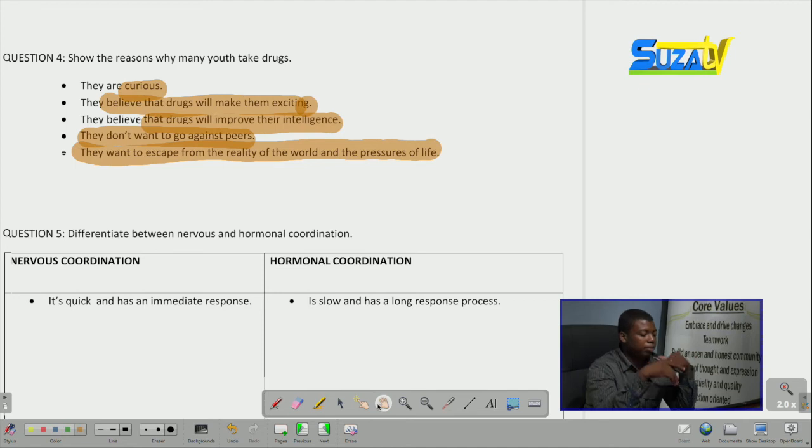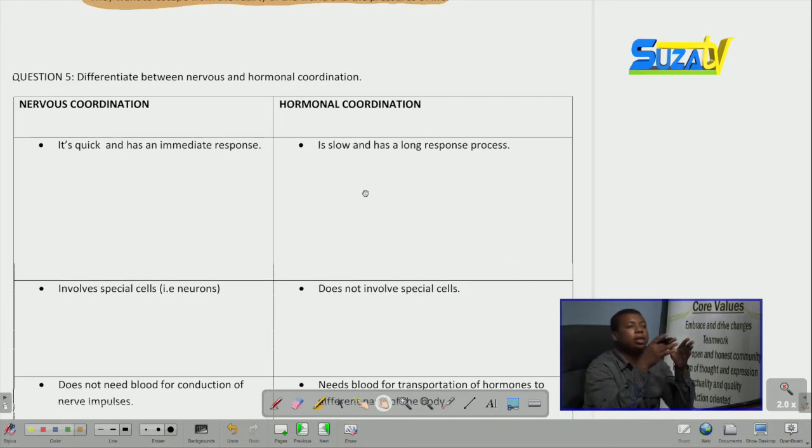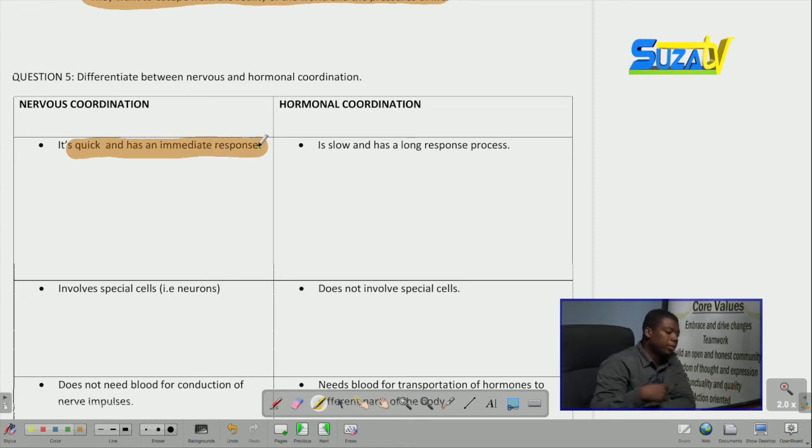You can answer them in a system just like this, like drawing a table and showing in each column one type of coordination. For instance, we have nervous coordination in one column and hormonal coordination in the other column. So the first difference between them is that the nervous coordination has a quick and immediate response to stimulus, while the hormonal coordination has a slow and long response process.